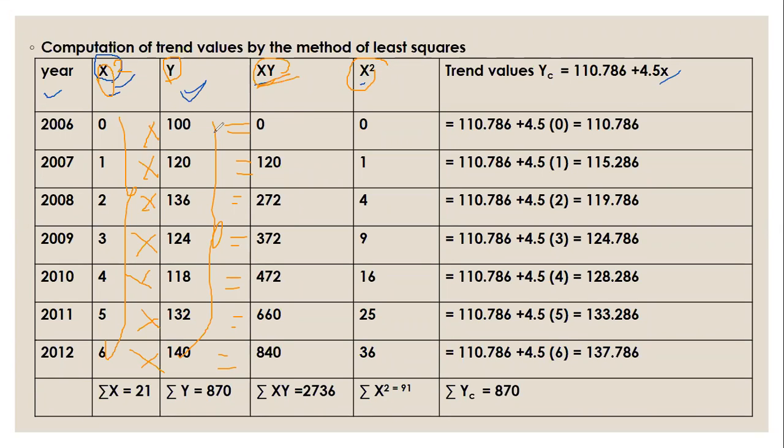Now here for x square, just square these values. 0 square is 0, 1 square is 1, 2 square is 4, 3 square is 9, 4 square is 16, 5 5s are 25, 6 into 6 is 36. So that will give us the values of x, y, xy and x square. Understood till here?